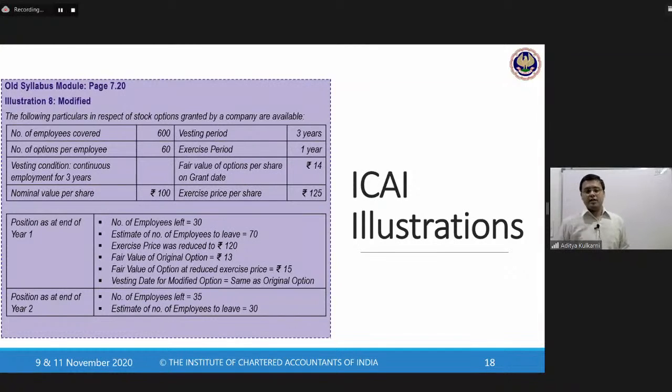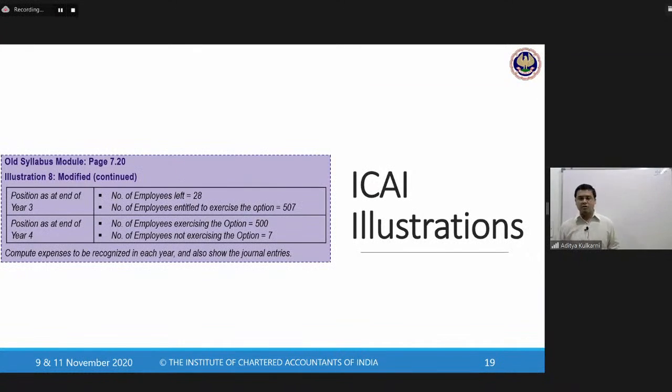Position at the end of year 2, number of employees that have left is 35. Number of employees expected to leave is 30. At the end of year 3, number of employees left is 28. And number of employees entitled to exercise the option is 507. And at the end of year 4, number of employees exercising the option is 500. Number of employees not exercising the option is 7. That means these options have lapsed. Compute the expenses to be recognized each year and also show the journal entries.